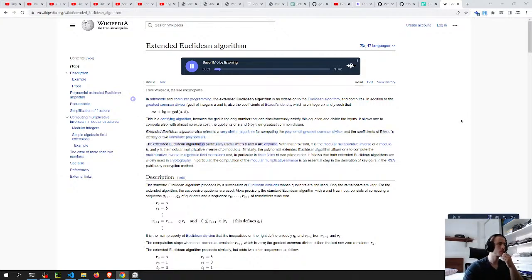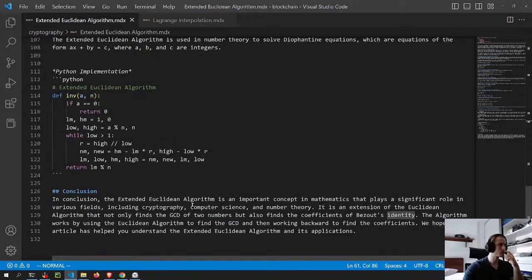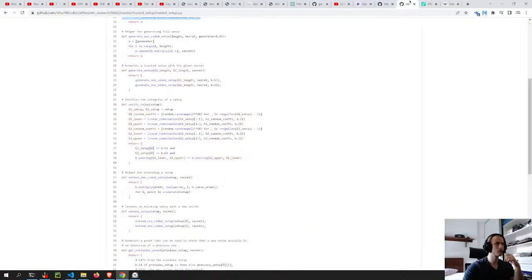The extended Euclidean algorithm is particularly useful when a and b are coprime. With that provision, x is the modular multiplicative inverse of a modulo b, and y is the modular multiplicative inverse of b modulo a. Similarly, the polynomial extended Euclidean algorithm allows one to compute the multiplicative inverse in algebraic field extensions and, in particular, in finite fields of non-prime order. It follows that both extended Euclidean algorithms are widely used in cryptography.